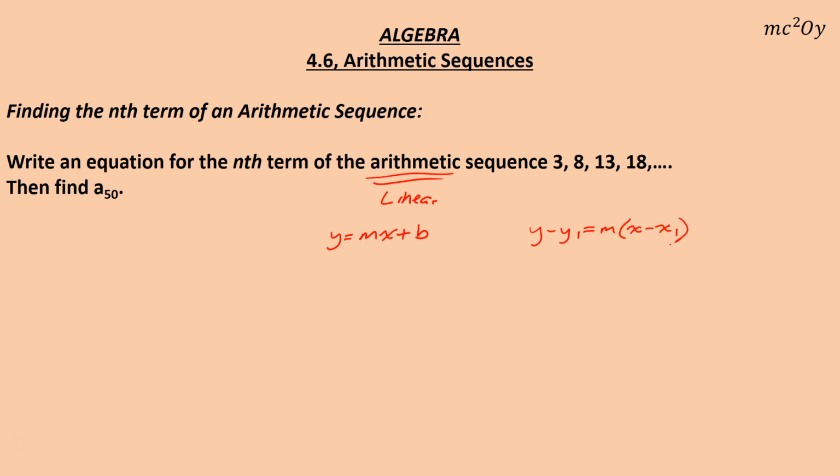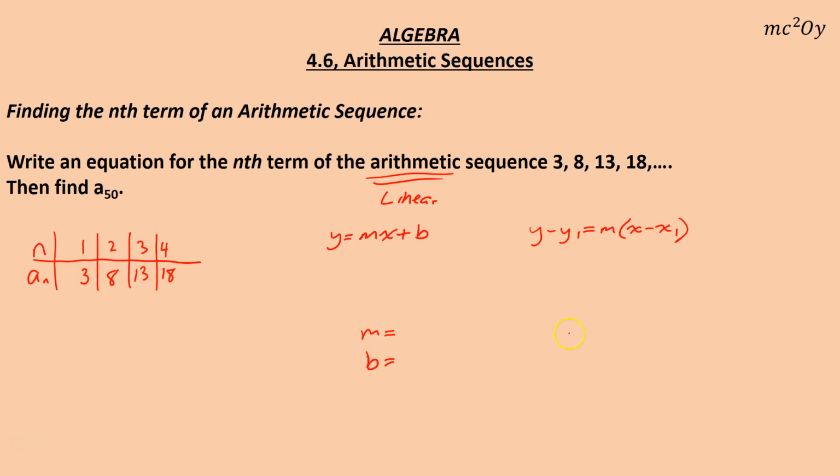All right? It just depends what they give you. Well, when I look at this, I guess in table form, if I were to draw this out in a table and call this n and a sub n, my first term would be 3, my second term would be 8, my third term would be 13, and my fourth term would be 18. And in order to write either of these equations, I need to know the slope. So to write a linear equation, here I need to know m and b.